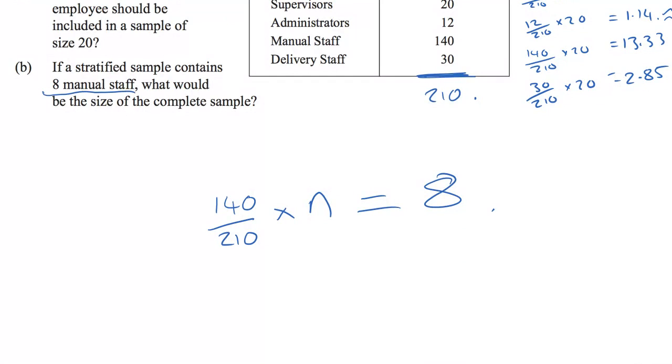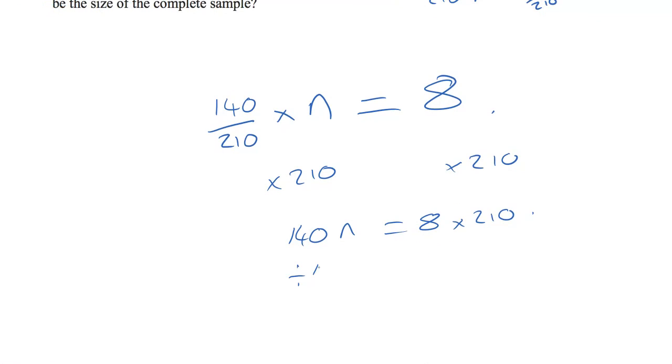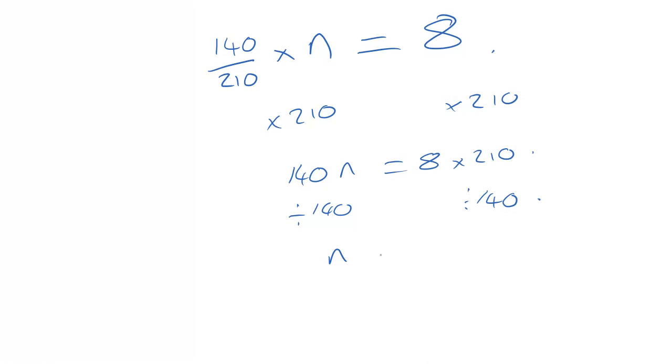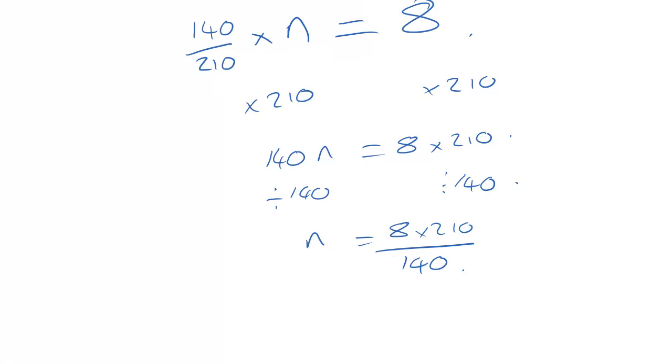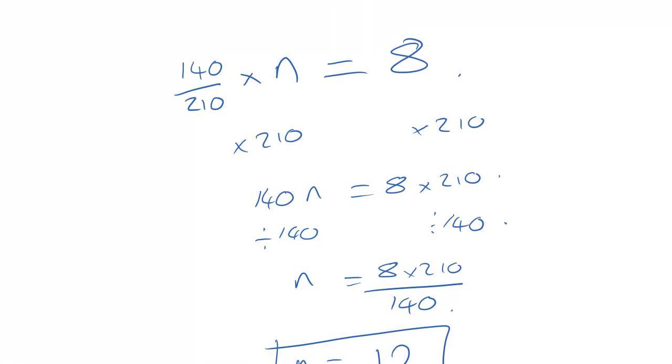So what we're going to have to do is reverse this equation. So we'll multiply both sides by 210, and that will give us 140n is 8 times 210. Now we'll divide by 140. So the number we're looking for will be 8 times 210, all divided by 140. And if we work that out, it comes out as 12. So our sample size is going to be 12.